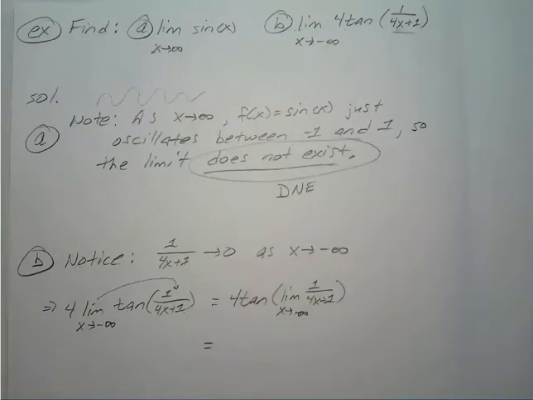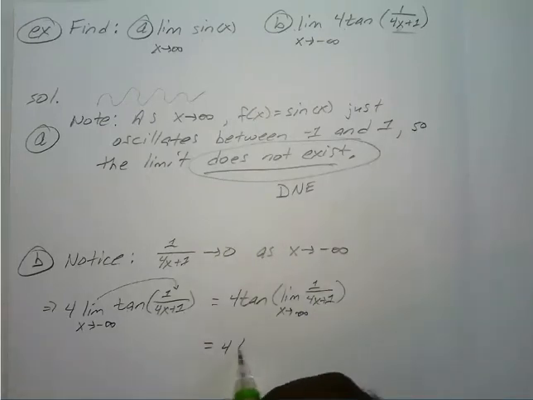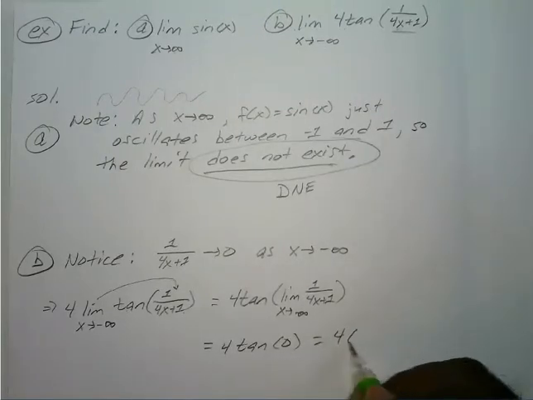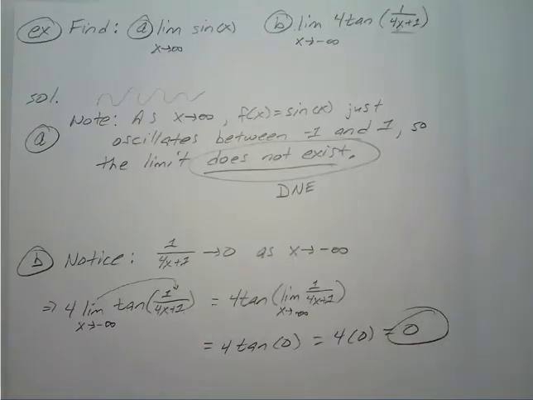So this gives us 4 times tangent. Remember, the limit of that is 0 as x approaches negative infinity. So you have 4 times the tangent of 0. Tangent of 0 is 0. So you have 4 times 0, which is just 0. Alright, so you can manipulate your trigonometric limits also.